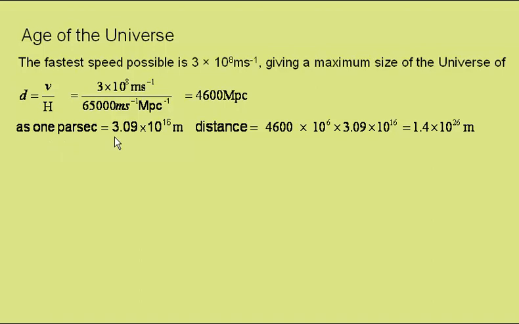Now, 1 parsec is 3.09 times 10 to the 16 meters, giving a distance of 4,600 times 10 to the 6, because it's megaparsecs, times the number of meters in a parsec, giving a size of the universe of a whopping 1.4 times 10 to the 26 meters.